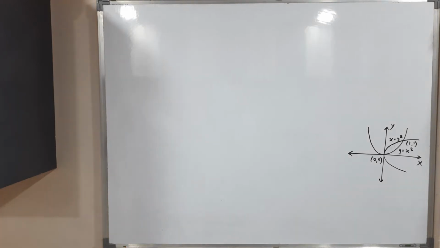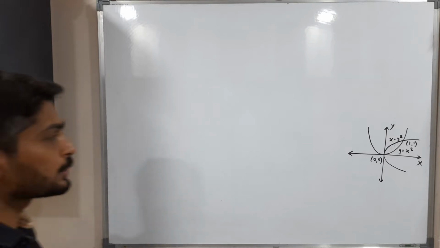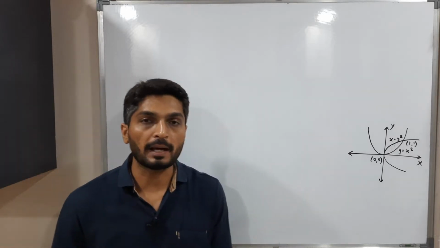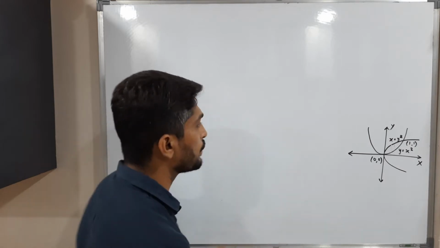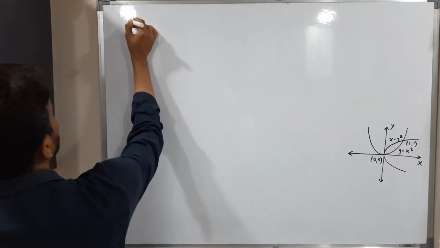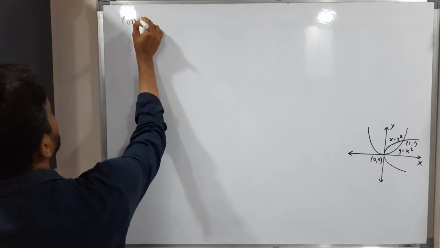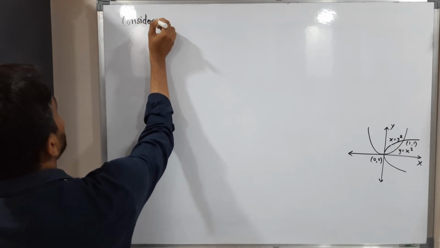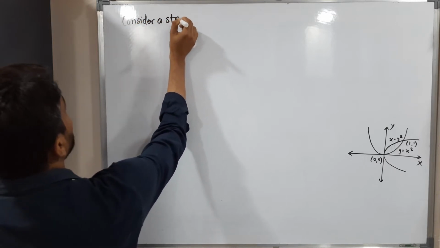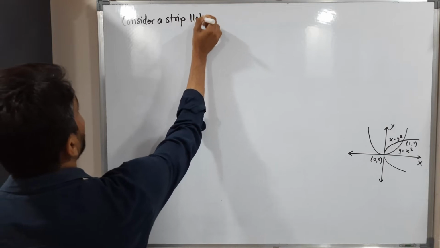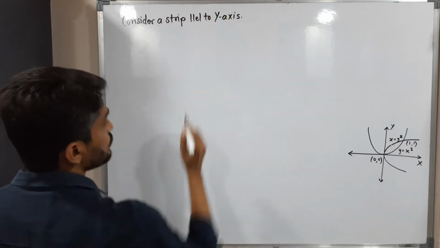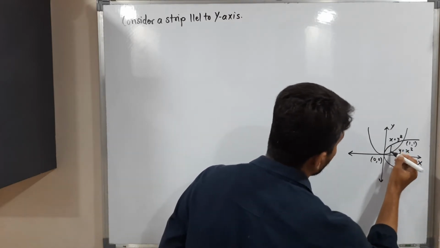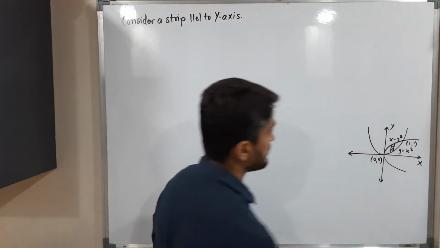Okay. So now to find the limits, we should consider a strip here either parallel to x-axis or y-axis. I will consider a strip parallel to y-axis. So let me mention here, consider a strip parallel to y-axis. Okay, so let me show it here. We have a strip now parallel to y-axis.